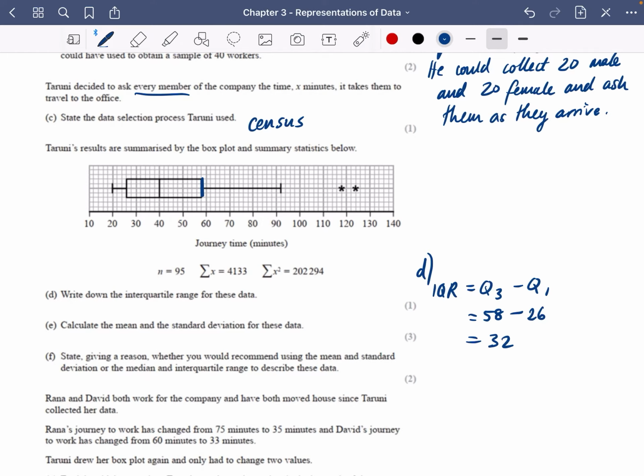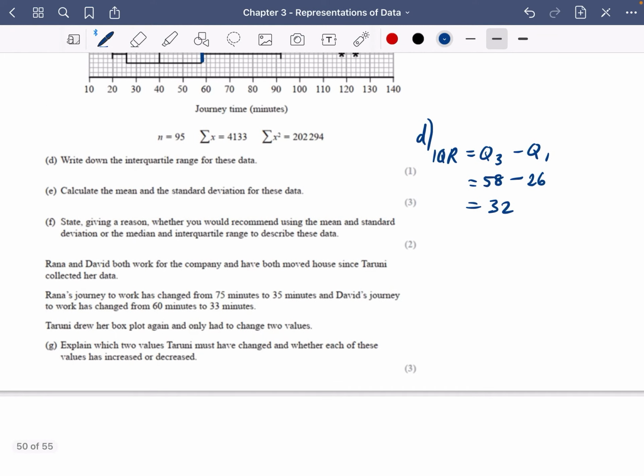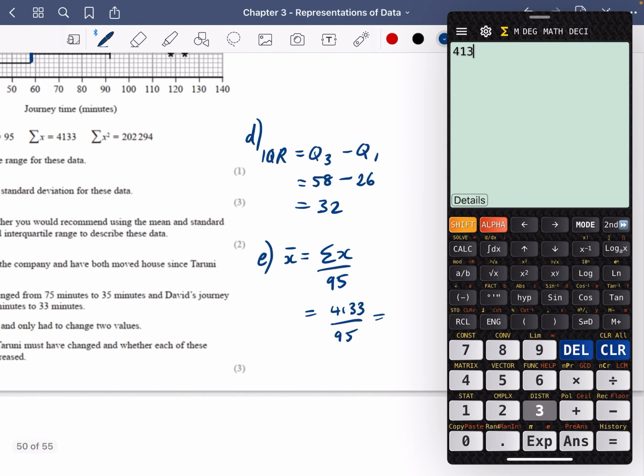Then it says calculate the mean and standard deviation for these data. So the mean, x bar, is going to be the sum of the x values divided by how many there are. So that's 4133 divided by 95, which is 43.5.